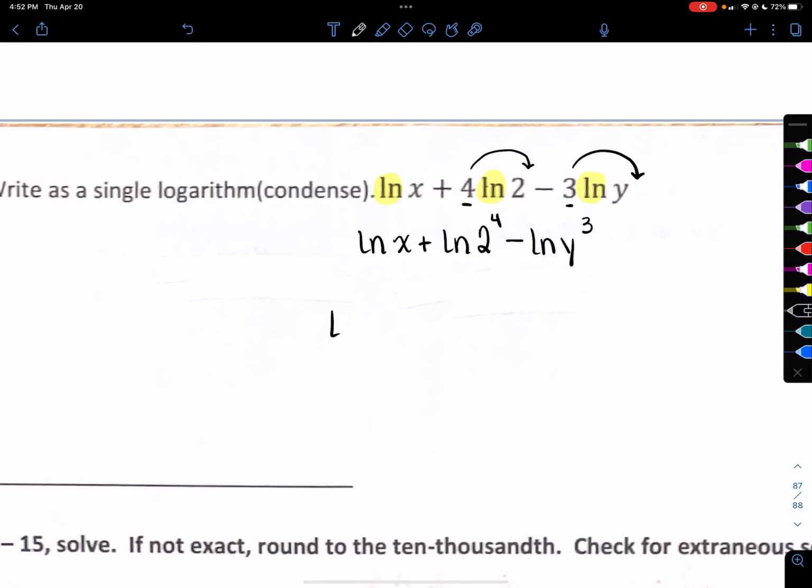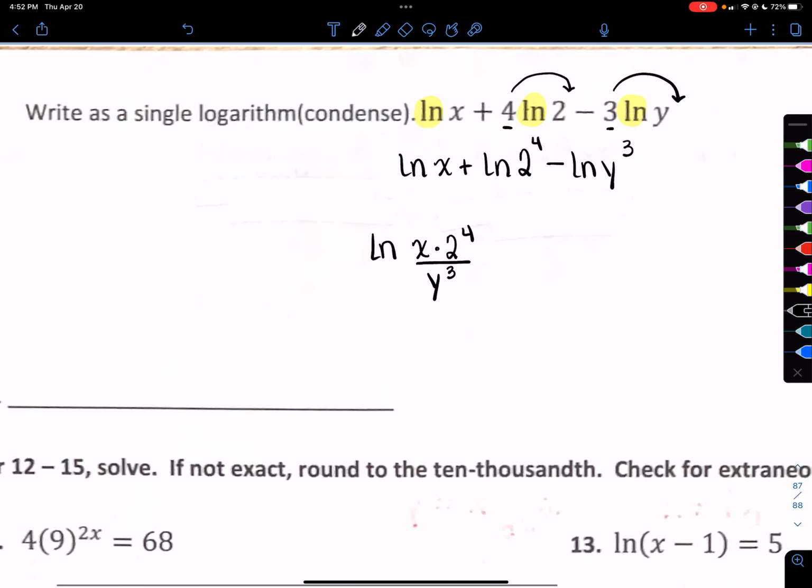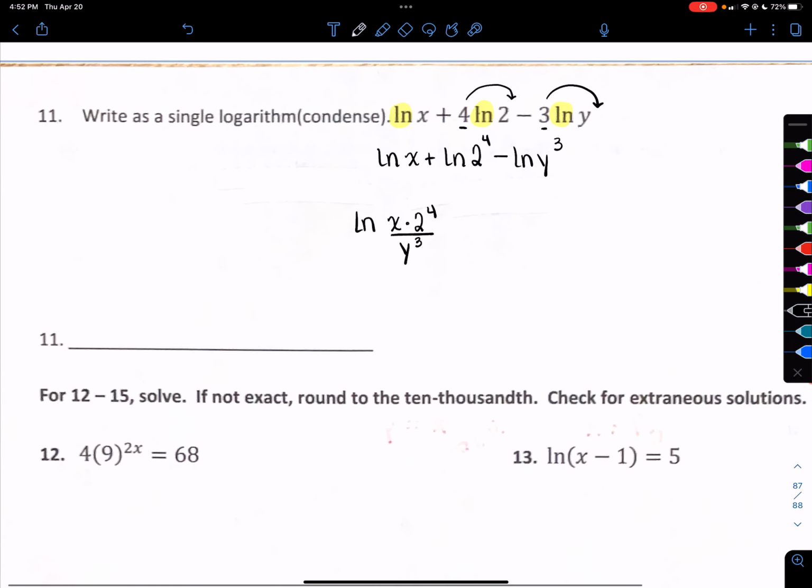So I have natural log. x is a positive term, so that's going to be x. Then I've got 2 to the 4th, so times 2 to the 4th. And then a negative term for y to the 3rd. Because it's negative, I know that it's going to go in the denominator. So I will have natural log, 2 to the 4th is 16, so 16x over y to the 3rd power.